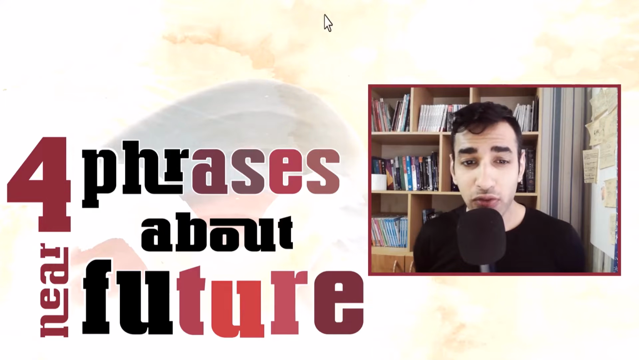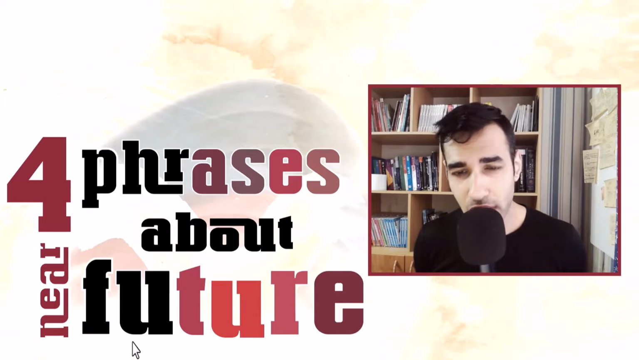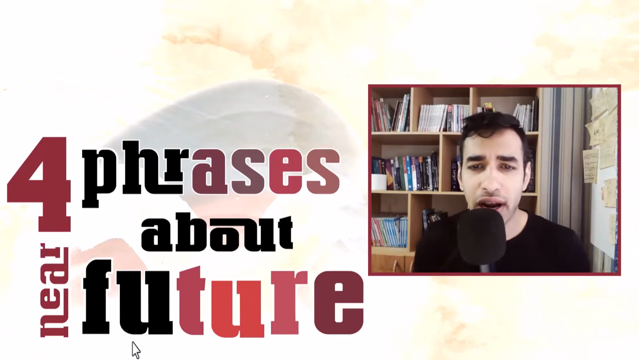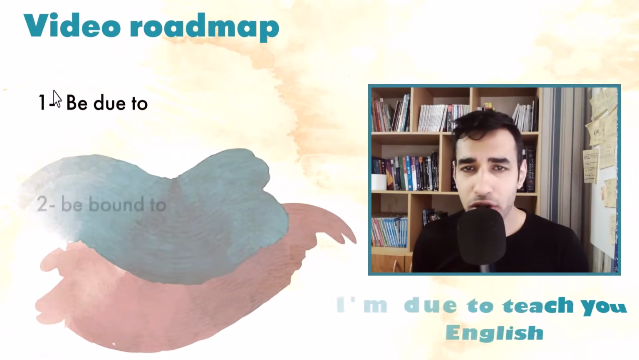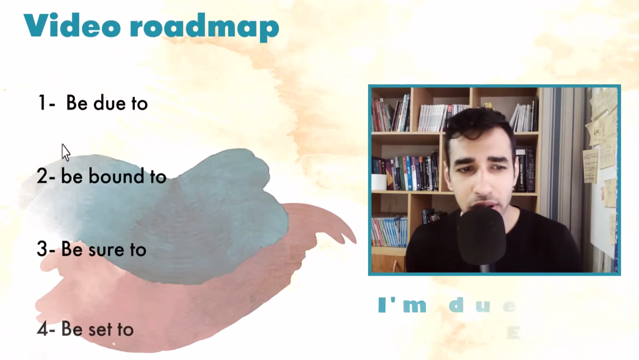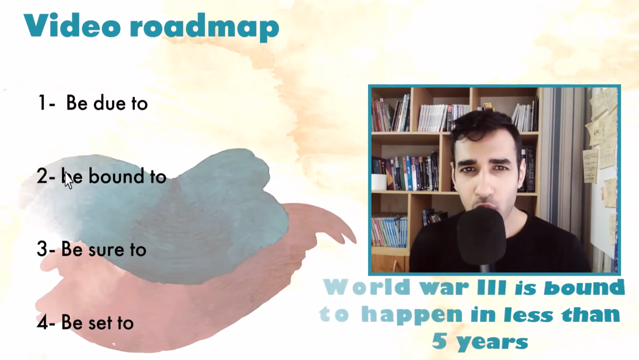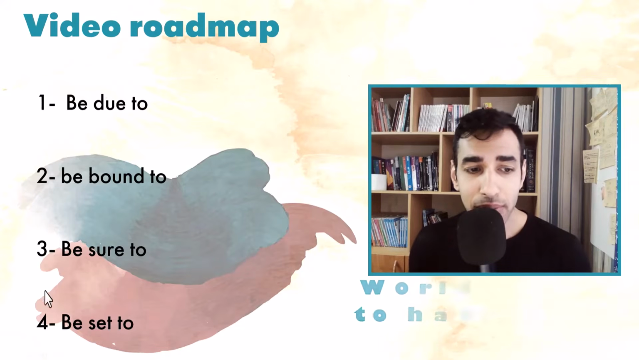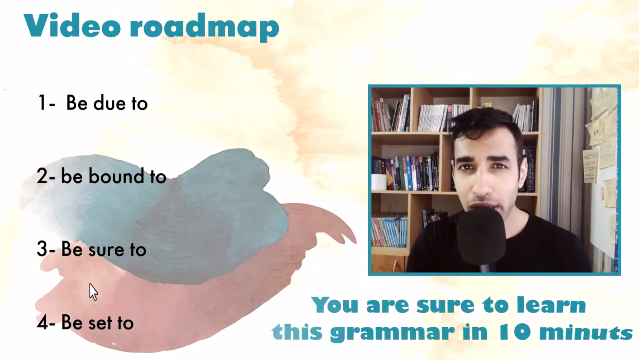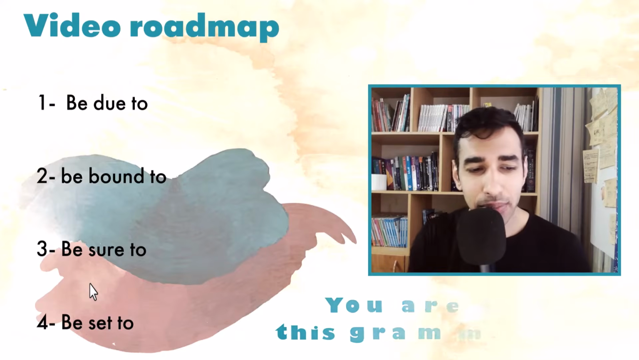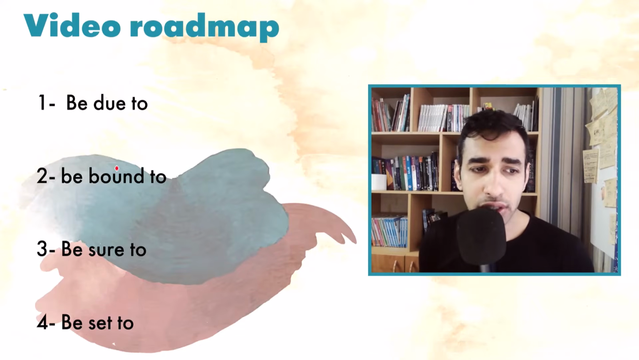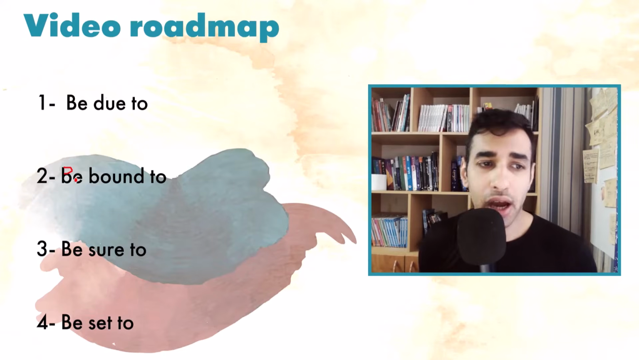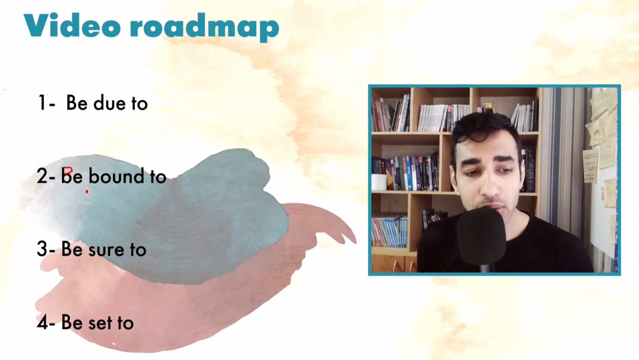We want to learn 4 phrases about the near future. These 4 phrases are: first, be due to, I'm due to teach you English. Be bound to, World War III is bound to happen in less than 5 years. Be sure to, you are sure to learn this grammar in 10 minutes. Be set to. All these structures start with be, like I am due to, you are bound to, he is sure to, they are set to.